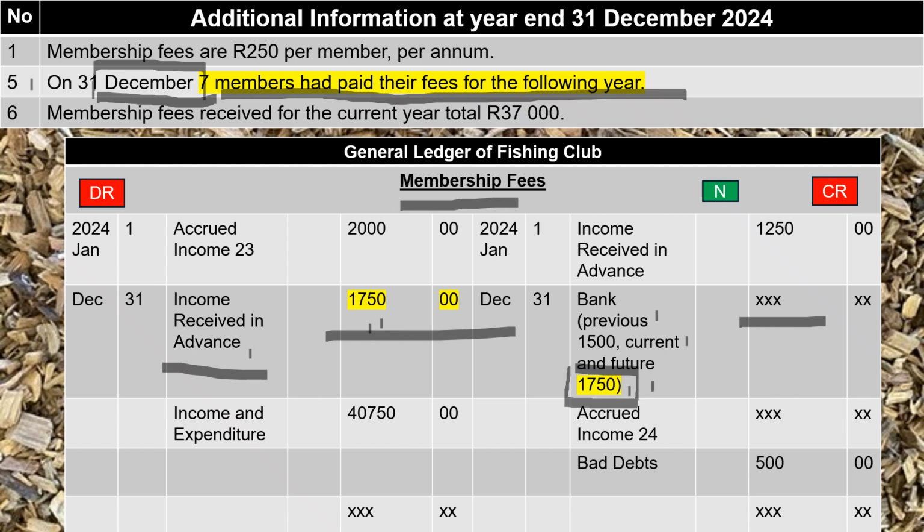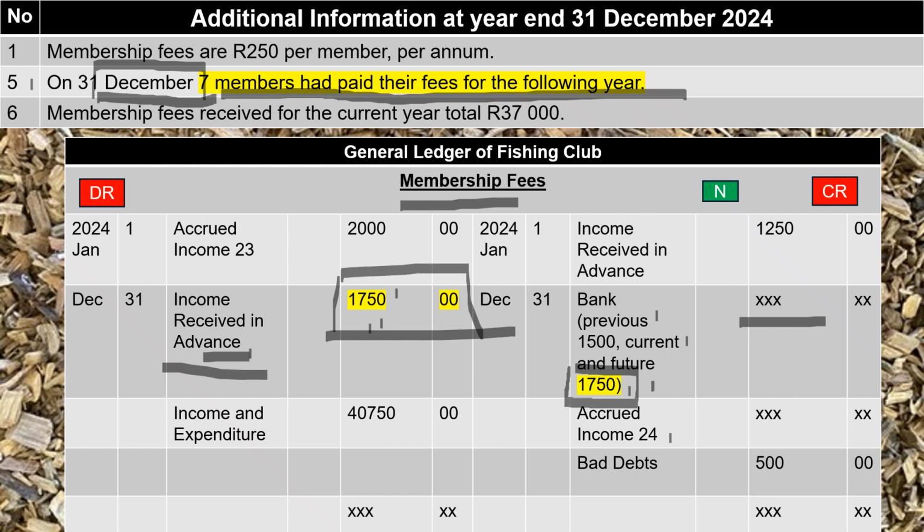Income or cash that has been received in advance, there we did it. And also at the end of the year, income that we haven't yet received will be accrued income. So there was 1,750 that we received in this year, and it relates to next year. So we do an adjustment: debit membership fees, credit income received in advance.